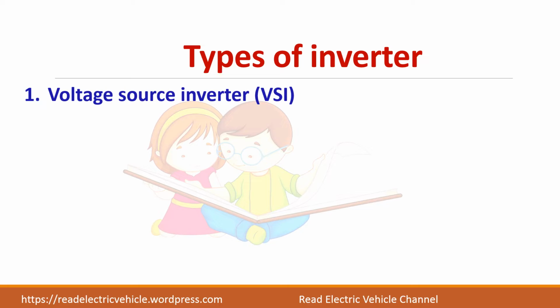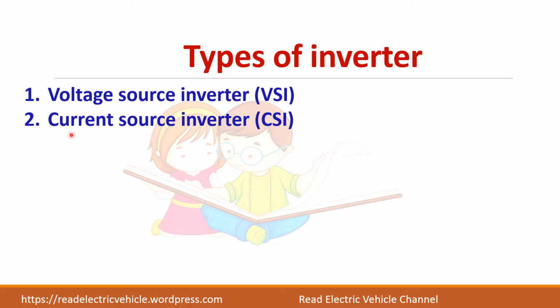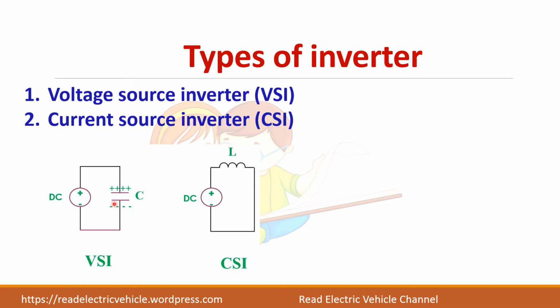Basically, there are two types of inverter. One is the voltage source inverter and the other one is the current source inverter. So, voltage source inverter means the input voltage is almost constant, or it has a stiff DC voltage. Whereas in current source inverter, it has a large impedance in series with the DC source. So, this acts as a current source. In this video, we will be seeing about the voltage source inverter.